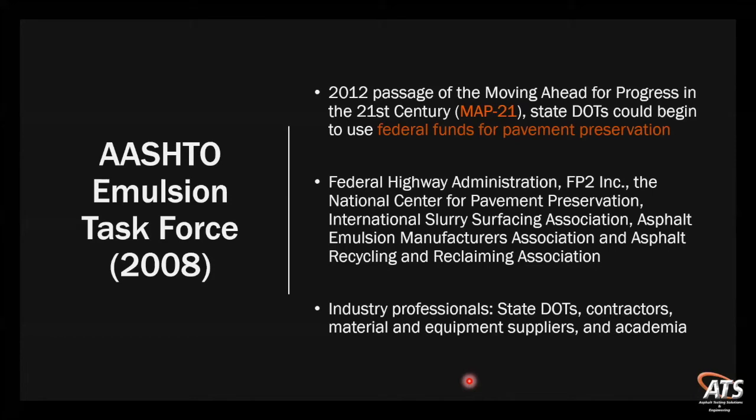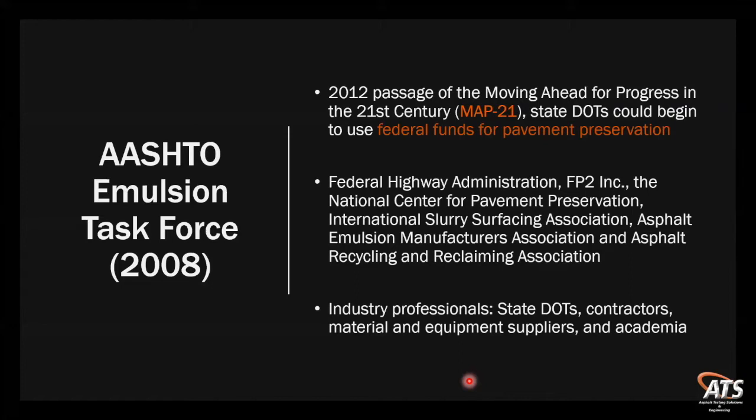In 2008, AASHTO developed an emulsion task force. Part of this was, as part of the MAP-21 movement for the FHWA, the state DOTs were allowed to use federal funding for pavement preservation. So that was big. Before, there were a lot of states that had to just use state funds.